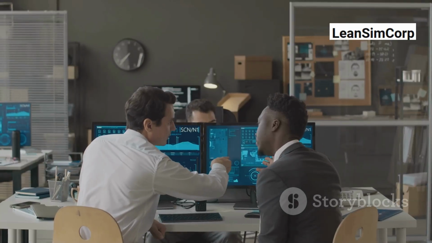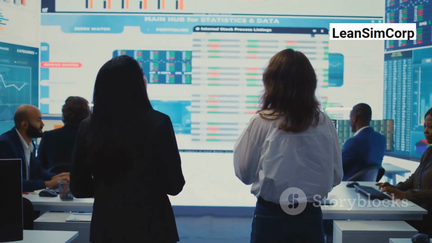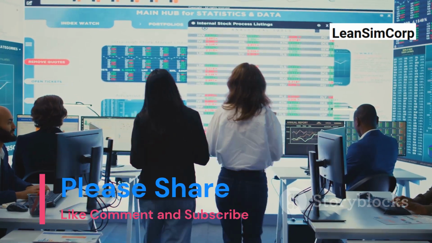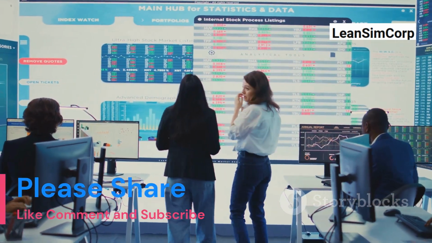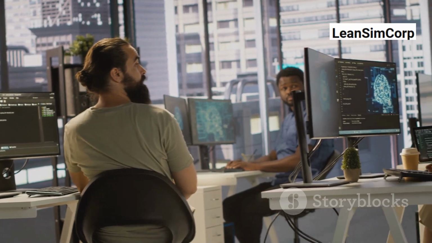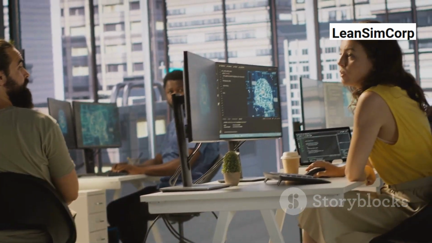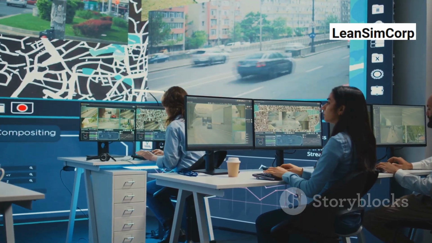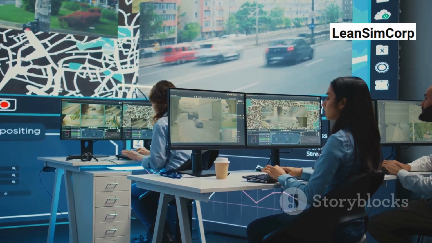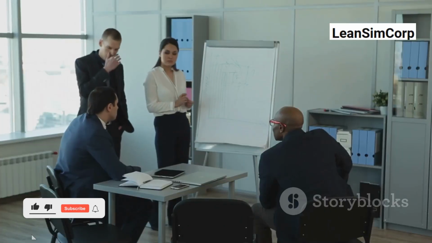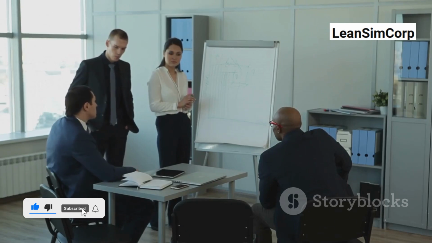What are the advantages of using Flexsim? It allows for data-driven decision-making, reduces risks and costs, and improves overall efficiency. However, like any software, Flexsim has its limitations. It requires skilled professionals to build and interpret the simulations. The initial investment cost can also be a barrier for some businesses.